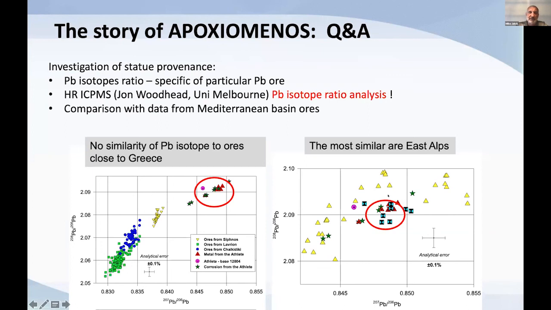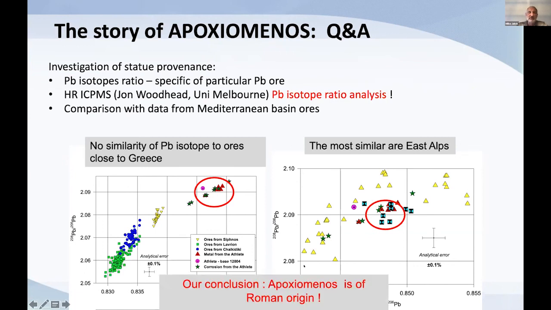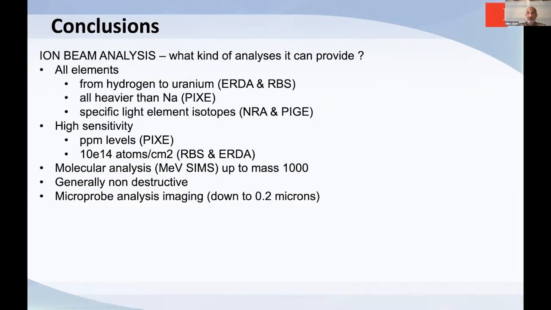While when we compare the lead isotope ratio to the ores coming from the East Alps, which is basically the vicinity of Rome, this is much better similarity. So in our case, our conclusion was that the Apoxyomenos is of Roman origin, but it seems that there are still a lot of art historians that don't use these results, either intentionally or because of the higher value of a Greek statue. Anyway, this is an example of one of our investigations.